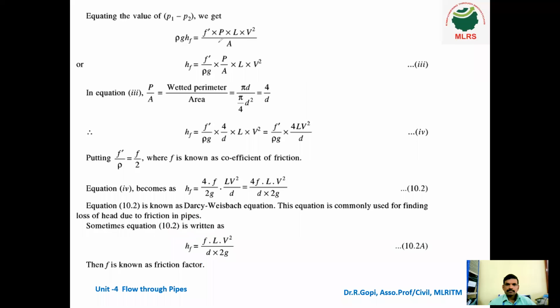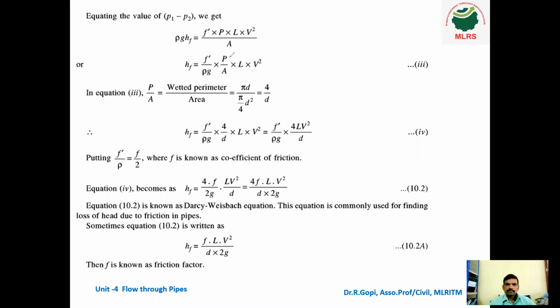divided by A. So now hf is equal to F' divided by ρ g, since this ρ g goes to the denominator. So F' divided by ρ g into P by A into L into V squared. In this equation, P by A, what is P? P means perimeter, A means area of the pipe. The perimeter formula is πd and the area formula is π by 4 into d squared. So finally π cancels and one d cancels, and we get 4 by d.